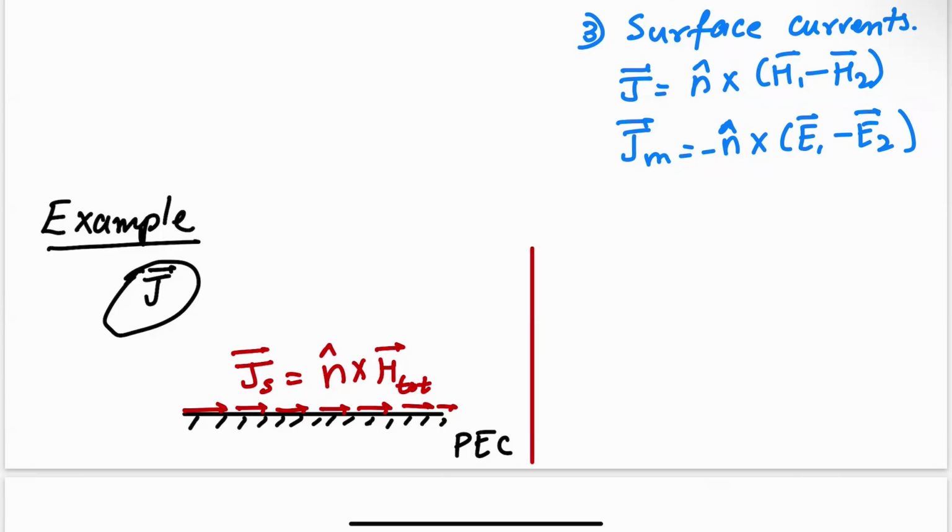But another way to solve this, let's say this was solved using finite element, right? You put this into HFSS and then solve for the fields everywhere. It's a 3D problem. And then from that, you know what the H total is on the surface. And from that, you can say what the currents are.